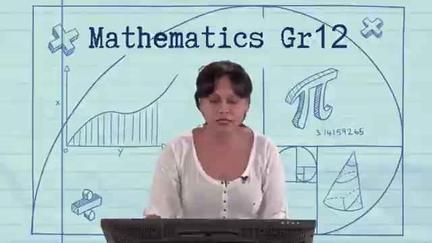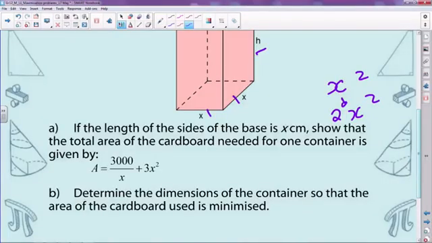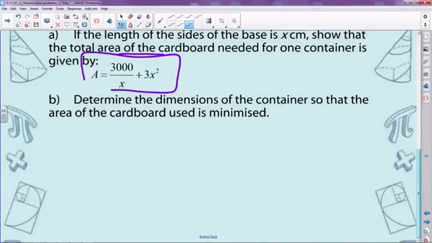So the first part says, if the length of the sides is x, show that the total area of the cardboard needed for one container is given by that expression there. All right, so let's have a look at it. We know so far that the volume of this container is 750. Okay, so that's what we've been given.